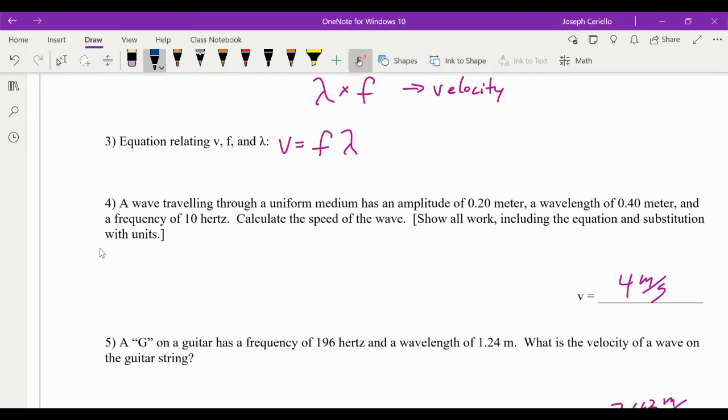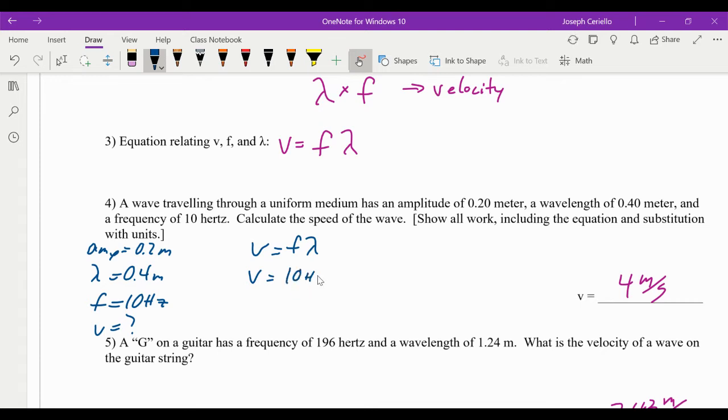So let's see, we have an amplitude of 0.2 meters. So I'll write amp equals 0.2 meters. We're actually not going to use that, but write it down for now. The wavelength is 0.4 meters and the frequency is 10 hertz. And we are looking for the wave speed. So we have v equals f times lambda. v is our unknown, f is going to be 10 hertz, and lambda is going to be 0.4 meters, which gives us 4 meters per second.